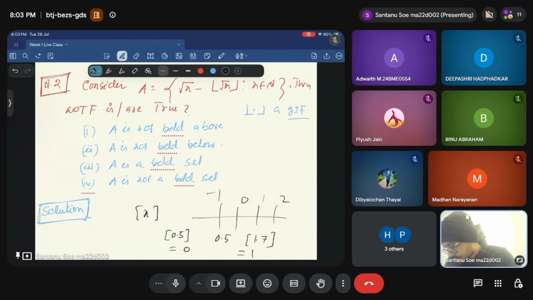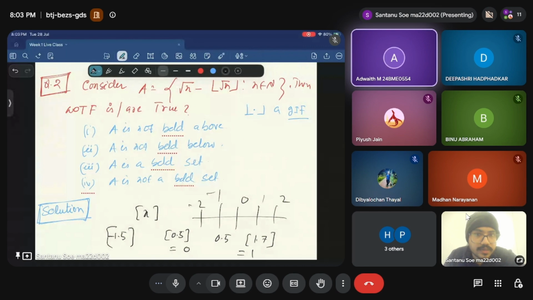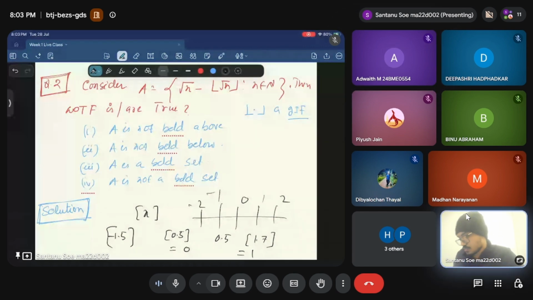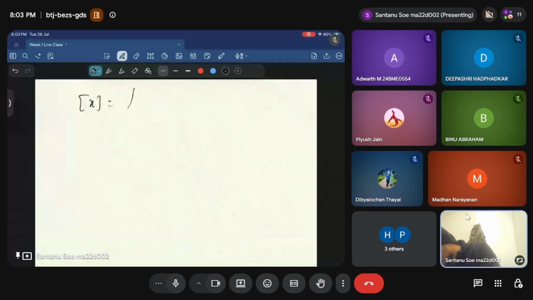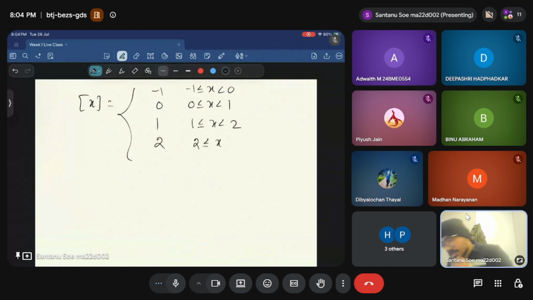Now again, if you take for example minus 1.5, can anyone tell me what the box function of minus 1.5 will be? Minus 2, right? So this will be minus 2. So that means this box function is defined like this. It is 0 if 0 is less than or equal to x less than 1, 1 if 1 is less than or equal to x less than 2. Similarly minus 1 if minus 1 is less than or equal to x less than 0. Similarly 2 if 2 is less than or equal to x less than 3.